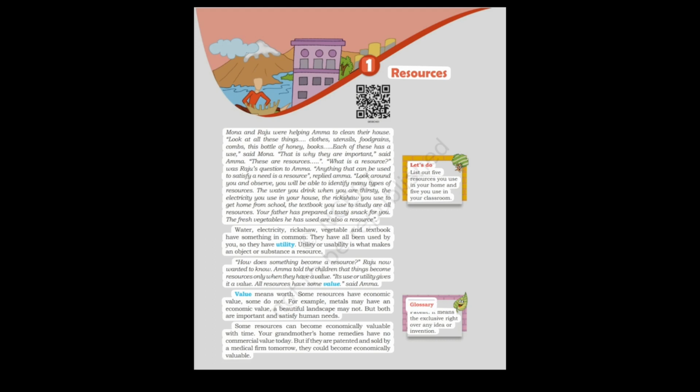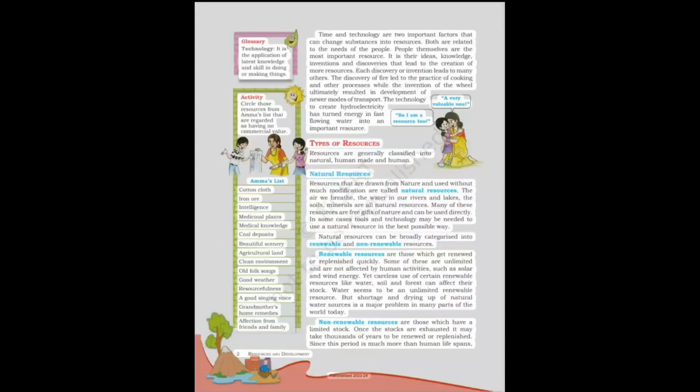Glossary. Patent. It means the exclusive right over any idea or invention. Glossary. Technology. It is the application of latest knowledge and skill in doing or making things. Activity. Circle those resources from Amma's list that are regarded as having no commercial value.